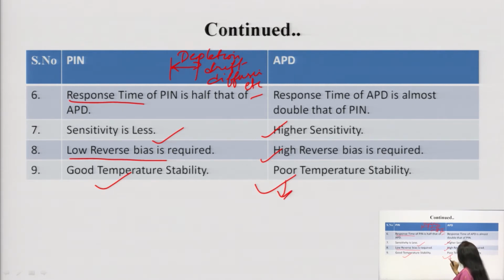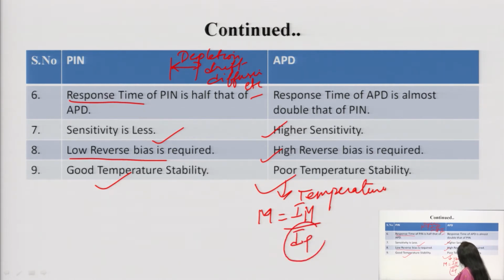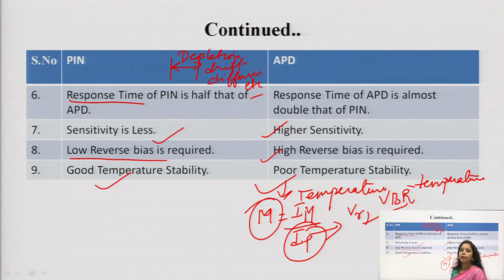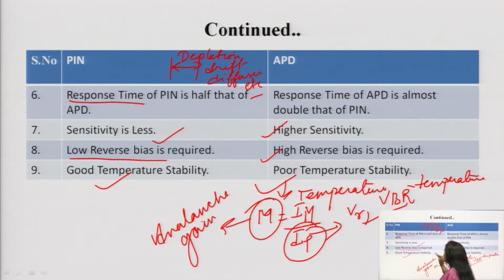The APD is highly dependent on the temperature, because of the multiplication factor M, which is IM upon IP. This depends upon the reverse bias voltage and the reverse breakdown voltage, and these are dependent upon temperature. So, directly or indirectly, M is dependent upon the temperature, which is the main reason behind the avalanche gain of the APD. So, these are some of the main differences between the PIN photodiode and the avalanche photodiode.